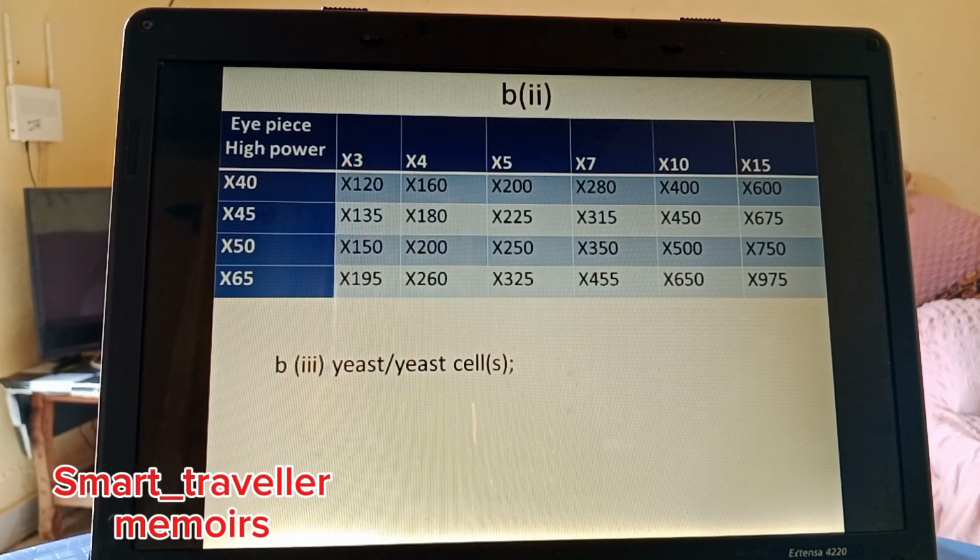And B Roman 3 is yeast or yeast cells. That is the identity of D.